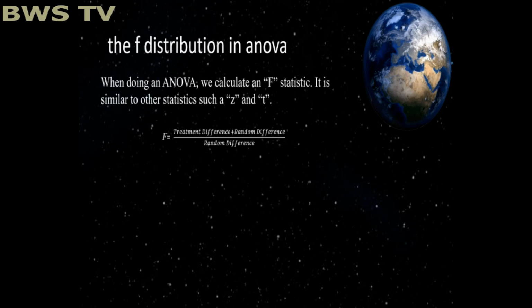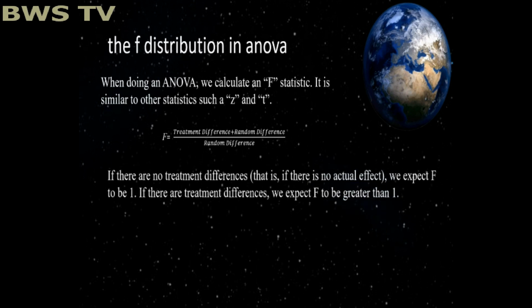F, in its most basic form, is like this: treatment differences plus random differences divided by random differences. If there are no treatment differences, that is, if there is no actual effect, we expect F to be 1. If there are treatment differences, we expect F to be greater than 1.